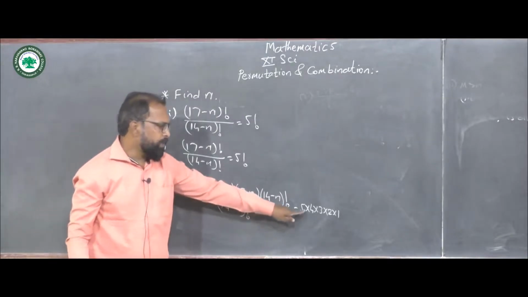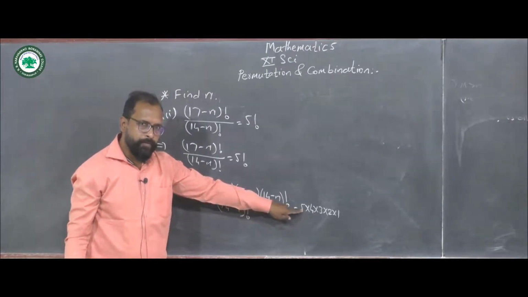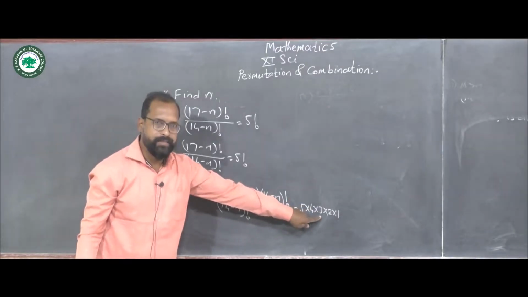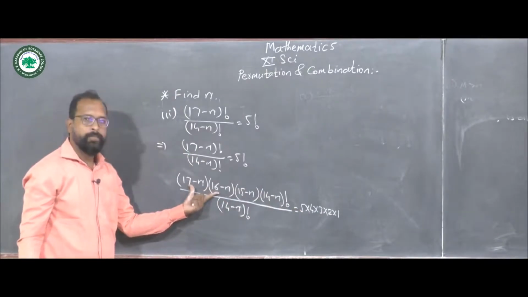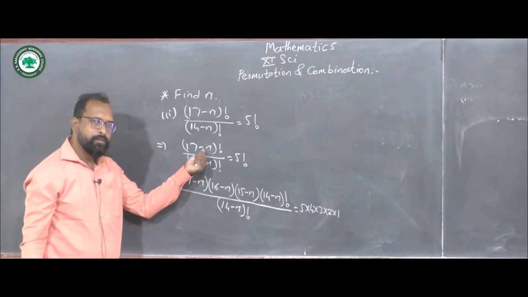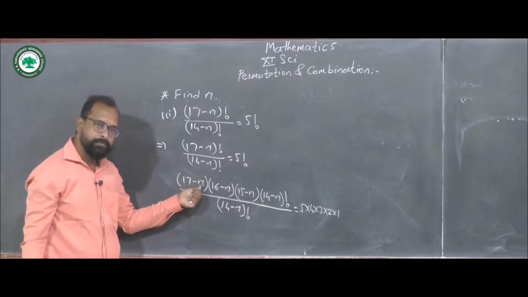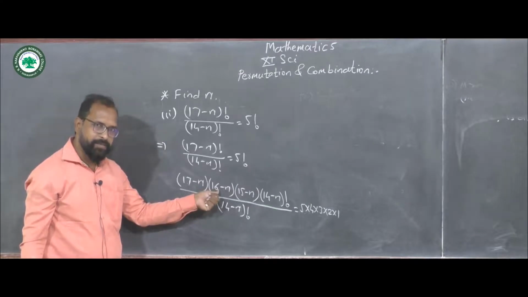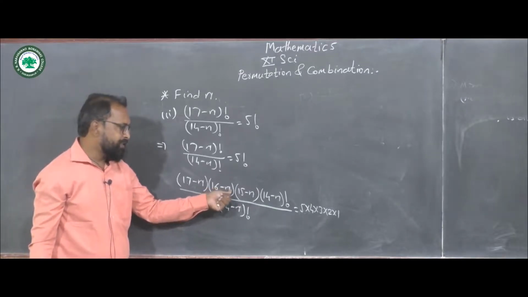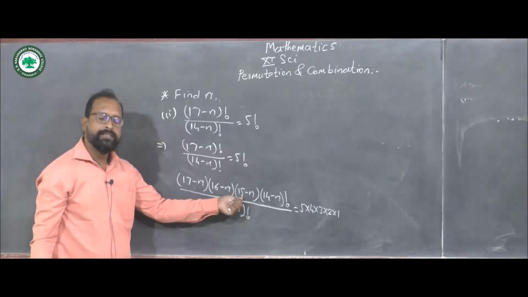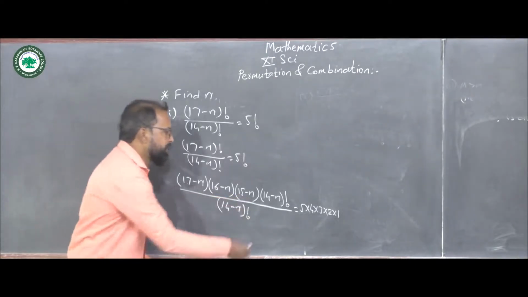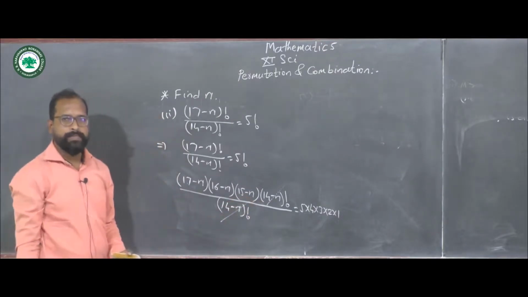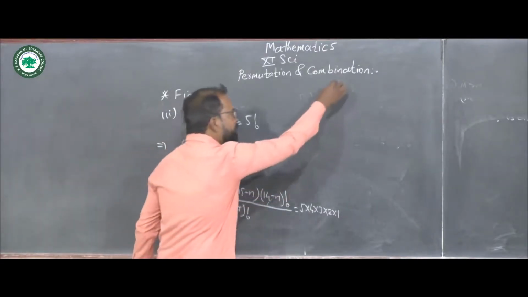Again see here, we write 5 factorial as 5 into 5 minus 1, that is 4, into 4 minus 1, that is 3, and so on. Same thing here: 17 minus n factorial can be written as 17 minus n into 17 minus n minus 1, that is 16 minus n, into 16 minus n minus 1, that is 15 minus n, and so on. Now this 14 minus n factorial gets cancelled. Now write the LHS.